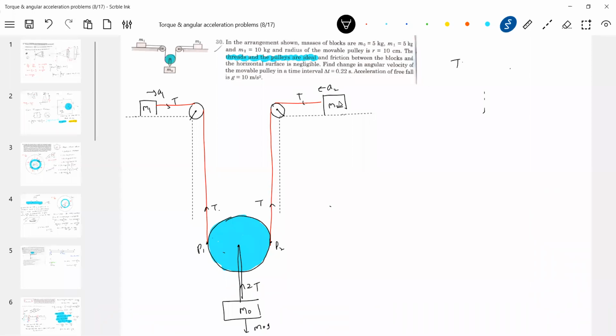Let's write some equations, then we'll see what we end up with. For the left block, M1 A1 equals T, and on the right block, M2 A2 equals T. So why should the accelerations be different? The same force is acting, but the masses are different. Therefore M1 A1 equals M2 A2. Then for this block, M0 G minus 2T equals M0 A0. Let the acceleration of this block be A0.